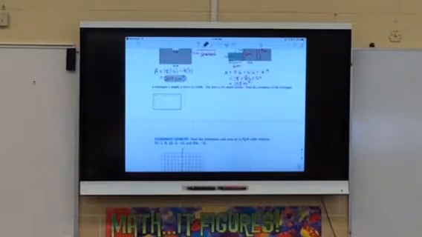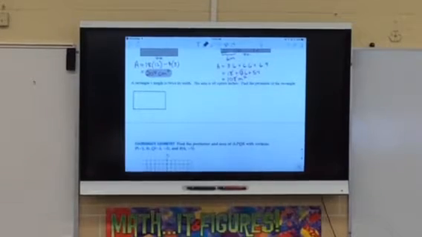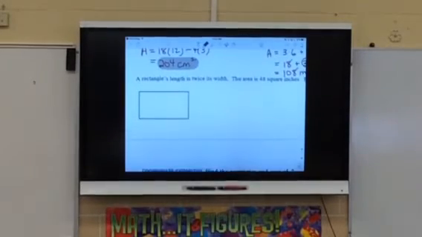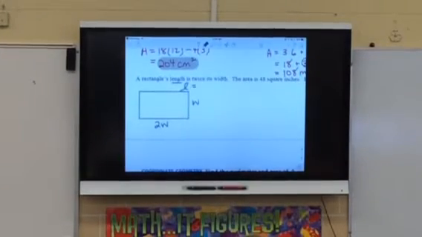A rectangle's length is twice its width. The area is given, and we're looking for the perimeter. Well, so that would be 2L plus L. Wait, the area is given, right? The length is twice the width. So 2L times L. If this is the width, what is the expression for the length? Oh, 2W. So the length is twice the width, which means your dimensions are really W and 2W.